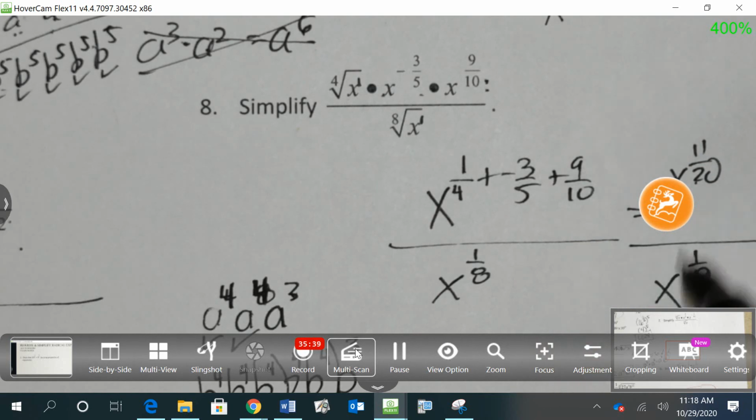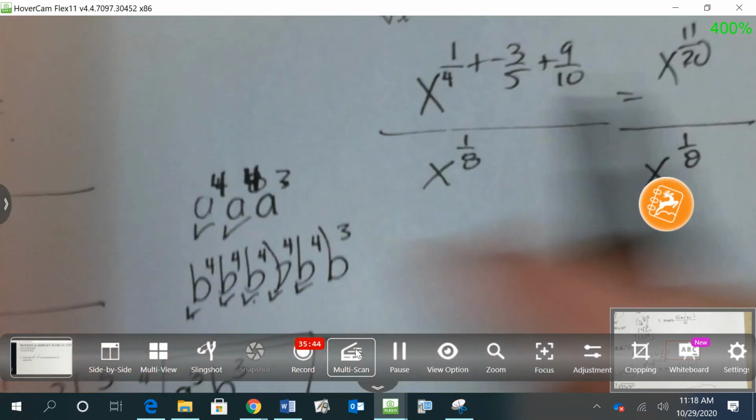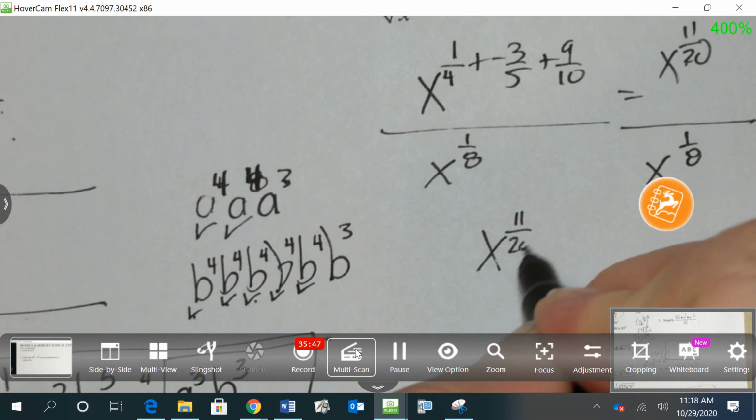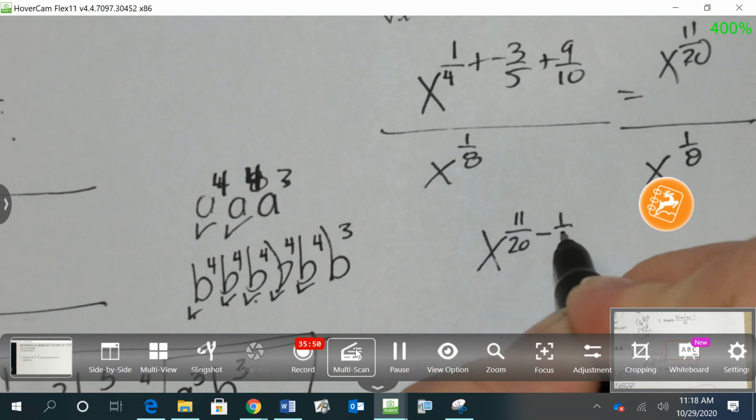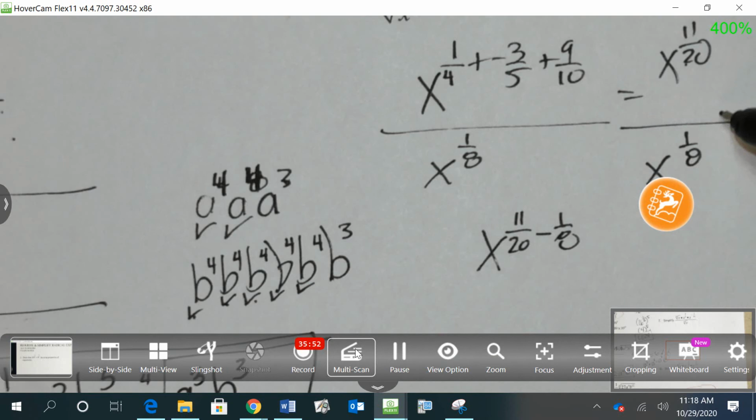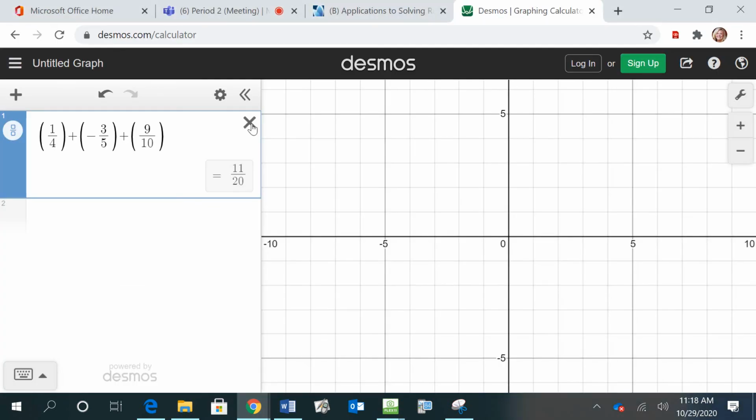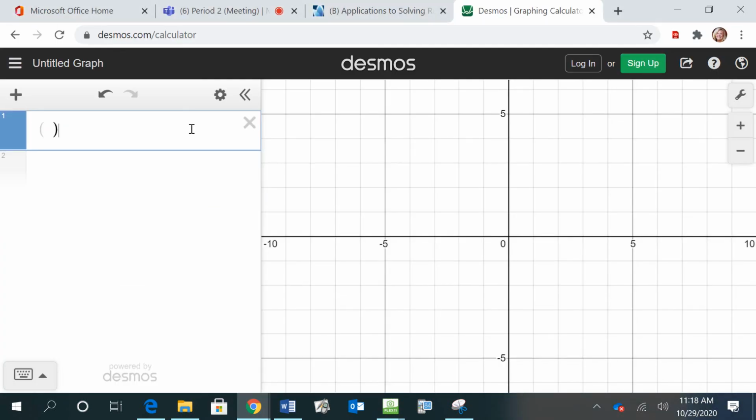When you have the same base and you're dividing, it's always going to be, let me move this up for you a little bit, the numerator subtract the denominator. When do you do that again? When you have the same base and you're dividing, it's top subtract bottom. I'm going to let decimals do the work for me. So I take the 11/20 and I subtract the 1/8 and I turn it back into a fraction by clicking the fraction key, and that will be my final answer.